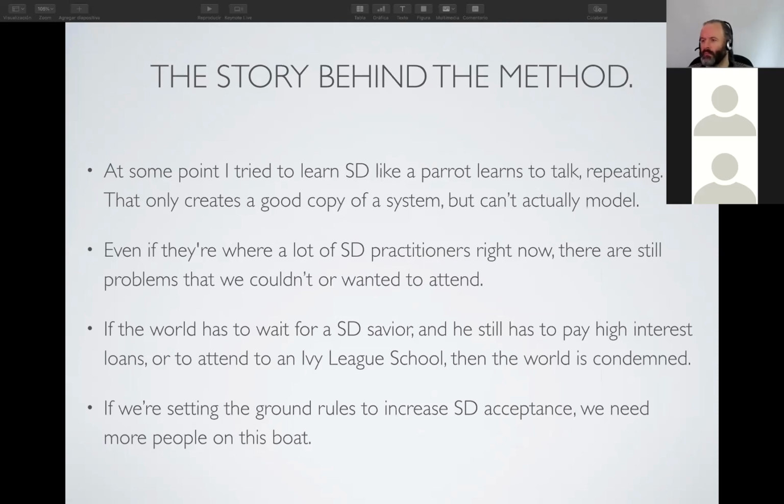How to address the thing. He must understand what is happening from within his essence. So if the world has to wait for a system dynamics savior, and he still has to pay high interest loans or attend an Ivy League school, then the world is condemned, because we can't develop that kind of profile from nothing.